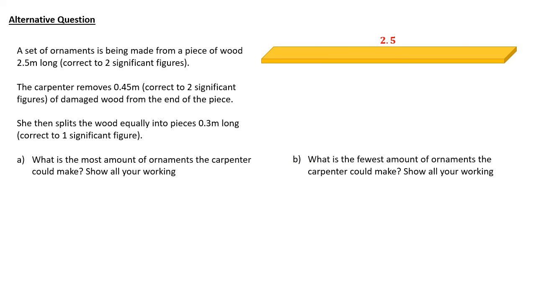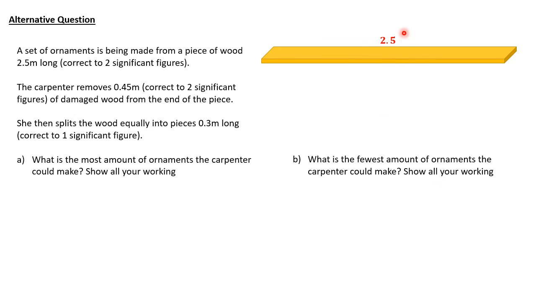So let's have a look at an alternative question where we're given a bit of context. So we've got a set of ornaments that's being made from a piece of wood which is 2.5 meters long, and that's been measured to two significant figures. The carpenter removes 0.45 meters, correct to two significant figures, of damaged wood from the end of the piece. She then splits the wood equally into pieces 0.3 meters long, correct to one significant figure. And the two questions: what is the most amount of ornaments the carpenter could make? Show your working. And what's the fewest amount of ornaments the carpenter could make?